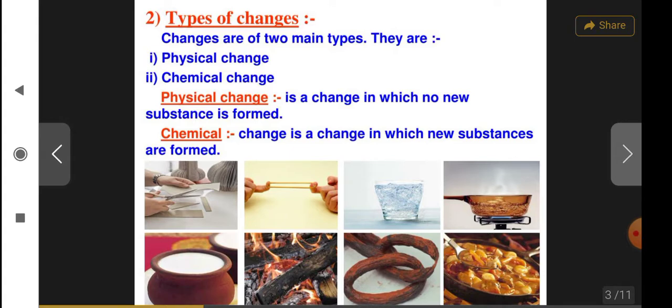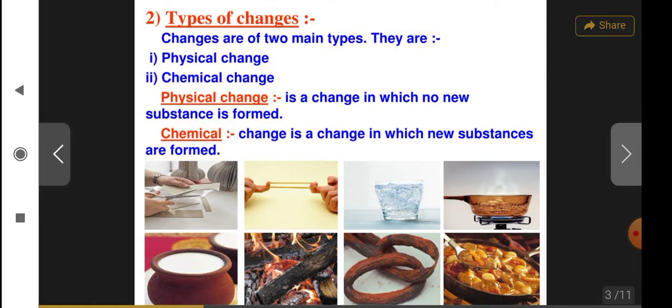And a very simple example: if you cut an apple, and you do not eat it but put the cut apple aside, then after some time, after half an hour or 2 hours, you will notice the color of the apple will change, it will turn brownish. So that is also a new substance formed, and that is also a chemical change.